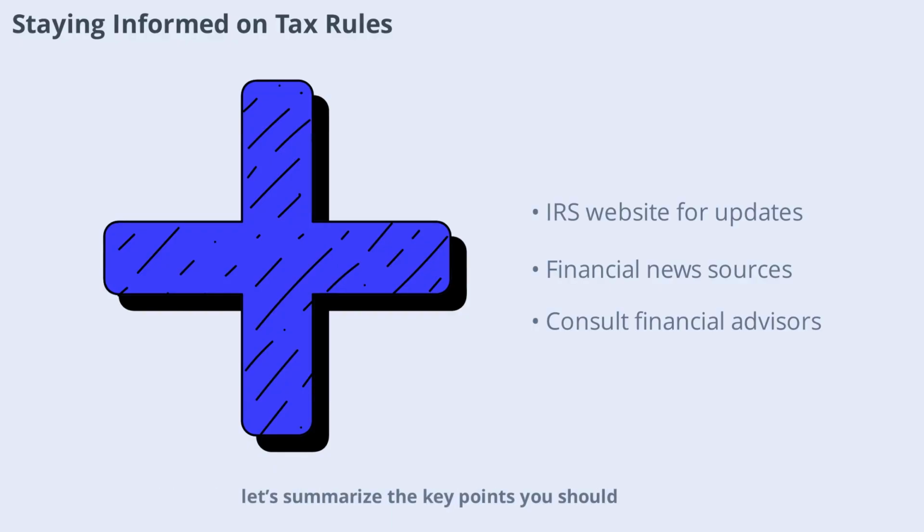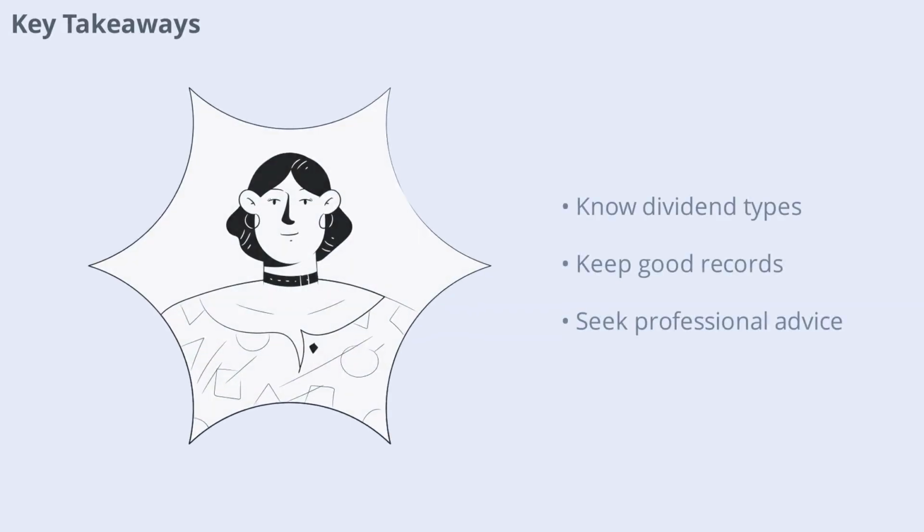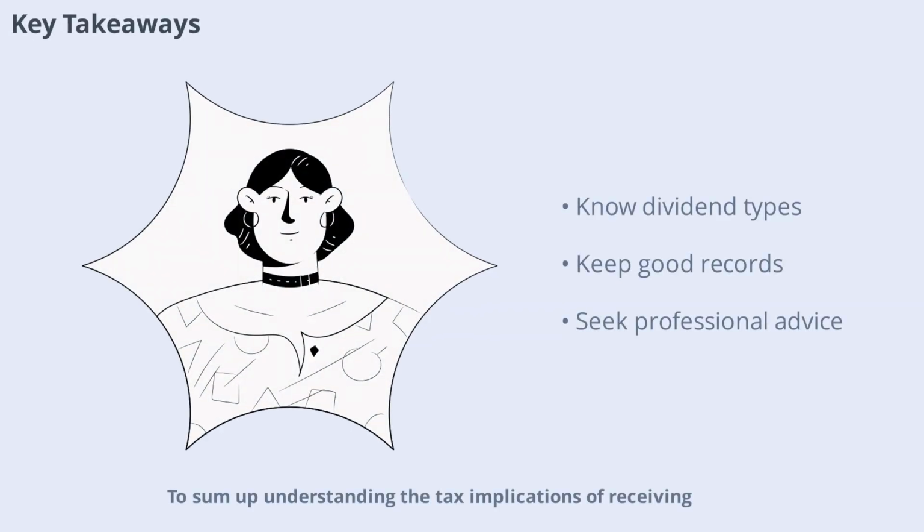Next, let's summarize the key points you should remember about the tax implications of receiving dividends. To sum up: understanding the tax implications of receiving dividends is essential for every investor. Know the difference between qualified and ordinary dividends, keep accurate records, and be aware of how dividend income affects your overall tax situation. Use tax-advantaged accounts when possible, and don't hesitate to seek professional advice if needed. Staying proactive can help you maximize your after-tax returns and avoid costly mistakes.